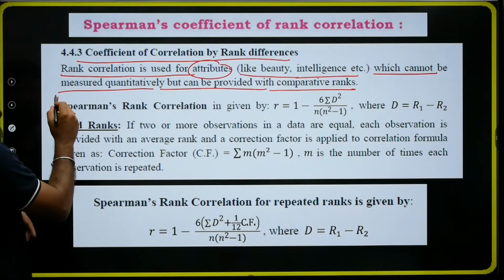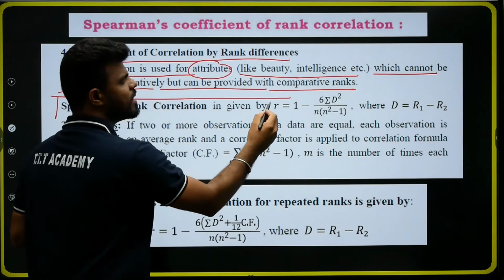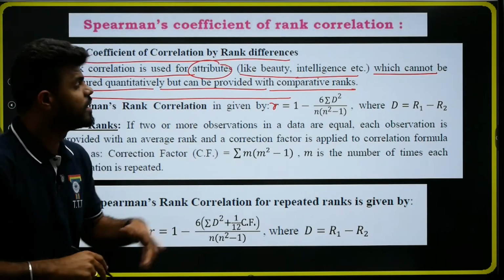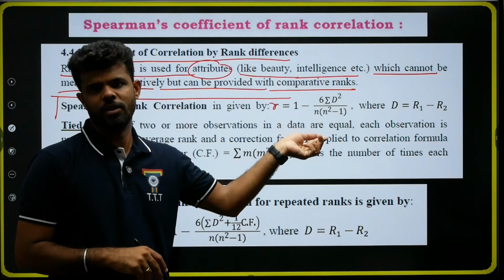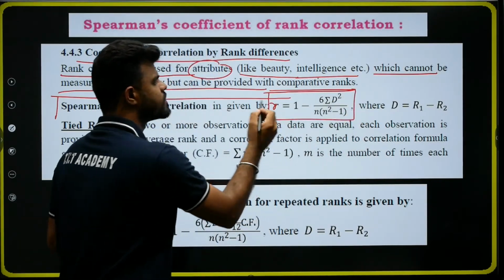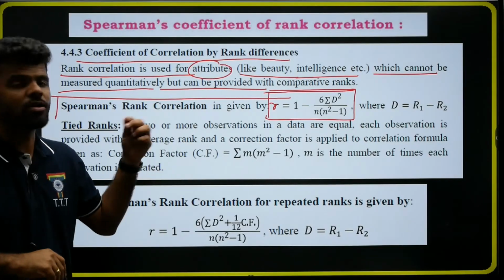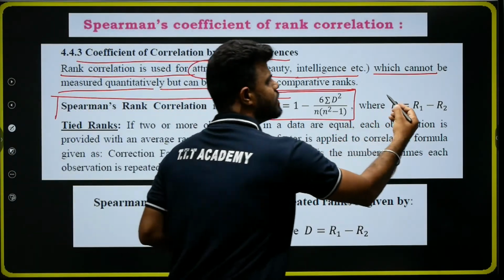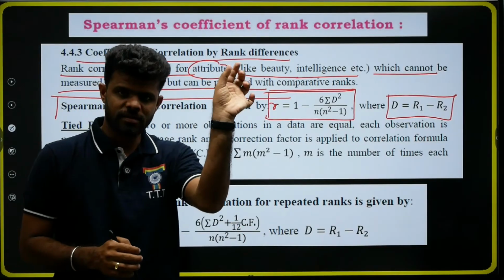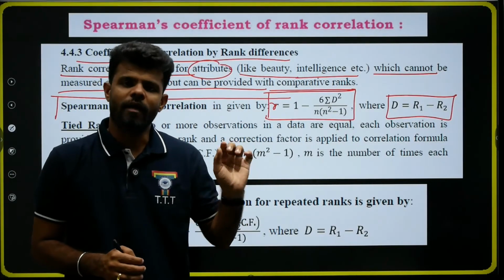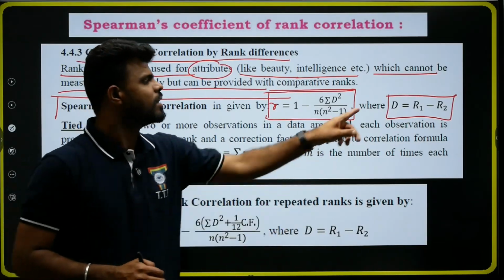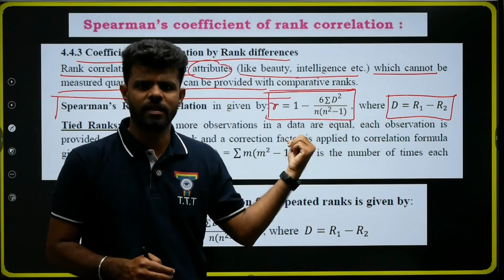So here Spearman's rank correlation formula is R equal to 1 minus 6 into summation D square divided by N into N square minus 1. This is the formula we will use to calculate Spearman's rank correlation, where D is nothing but R1 minus R2. R1 means, in the first data, for the first x, whatever variable value is given, for that value we have to calculate the first rank. Based on that you have to find the D value. That I will explain in the problem.